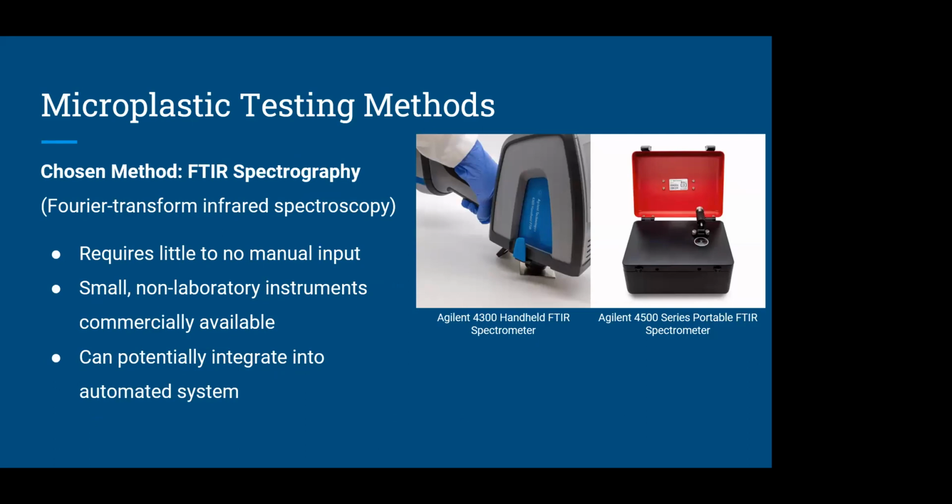Thus, we have decided to go ahead with the FTIR spectrography for our testing method because it allows for faster data acquisition, and it requires little to almost no manual input. And there are already a lot of portable instruments made commercially available today. So this seems like the most efficient method for microplastic testing, and it also saves a lot of time.